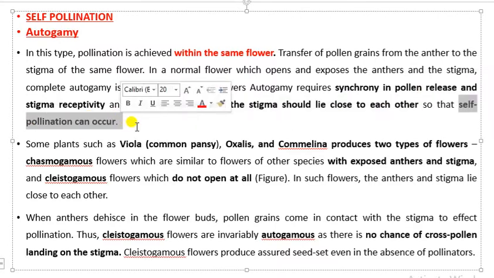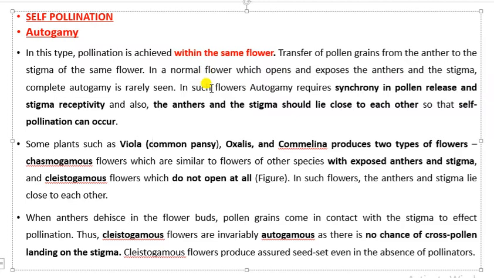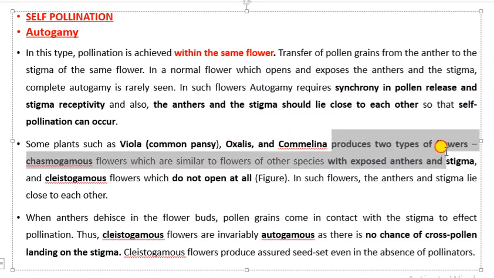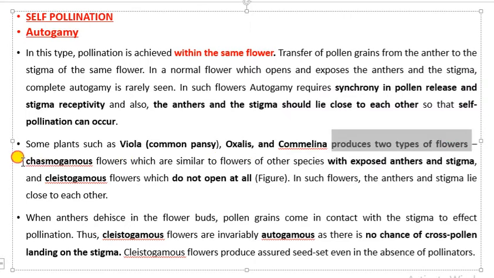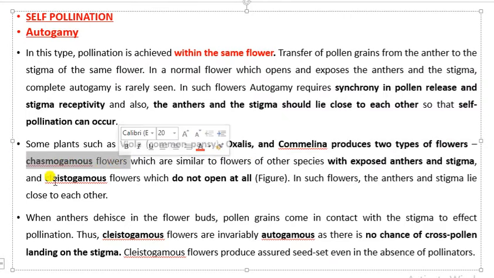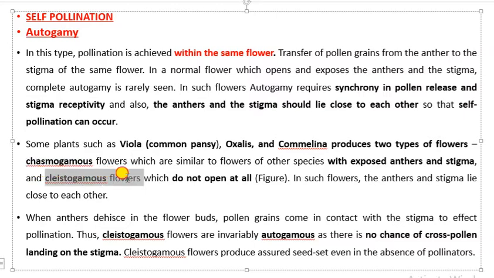self-pollination will take place. So these are basically two conditions for autogamy to take place in a flower. So autogamy requires synchrony, and also both anther and stigma should be close to each other. Now in some plants such as viola, oxalis and commelina, there are two different types of flowers. One type of flower is known as chasmogamous flowers, and the other type is known as cleistogamous flowers. So the same plant will produce two different types of flowers, chasmogamous and cleistogamous flowers.